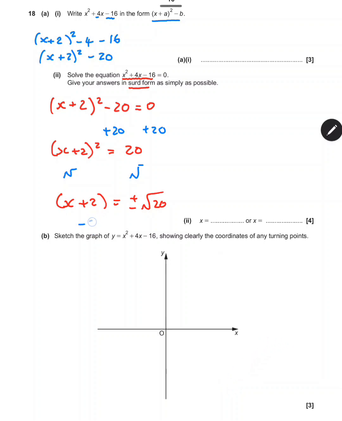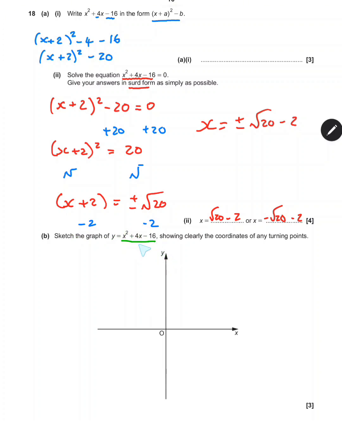Final step is to take 2 from both sides. And what you're left with is x equals plus or minus root 20 minus 2. And here are your 2 solutions. So I'm going to have the positive square root of 20. Take 2. And then I'm going to have the negative square root of 20. Take 2. Part B says to sketch the graph.